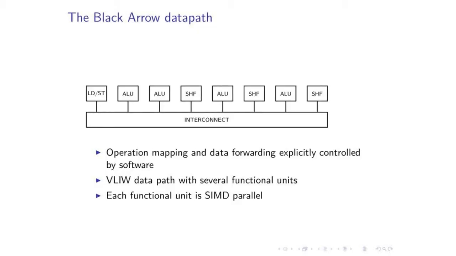The data path of the Black Arrow is a VLIW machine, with lots of functional units. Of course, we are trying out different algorithms and experimenting with different numbers of functional units, but this represents a very common structure that we have for many algorithms. But it's not to say that this is the only possible Black Arrow configuration.